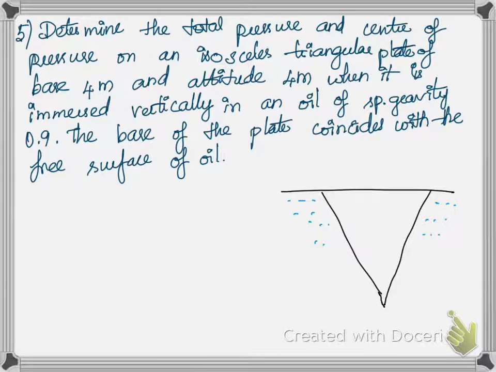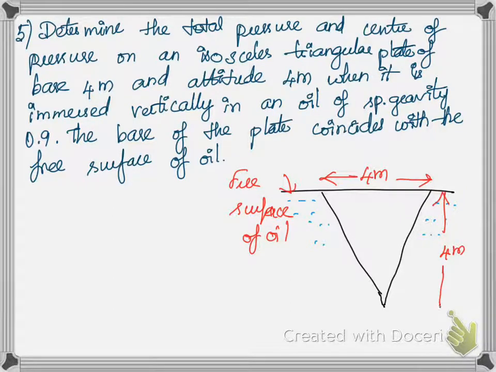the isosceles triangular plate of base 4 meter and altitude 4 meter, where it is immersed vertically in an oil of specific gravity 0.9 and the base of the plate coincides with the free surface of oil. So I have drawn an isosceles triangle and they have told that it is coinciding with the free surface of oil. So this will be my free surface of oil, and they have told base is going to be 4 meter, so this will be my 4 meter, and altitude is also 4 meter, so my height is going to be 4 meter.